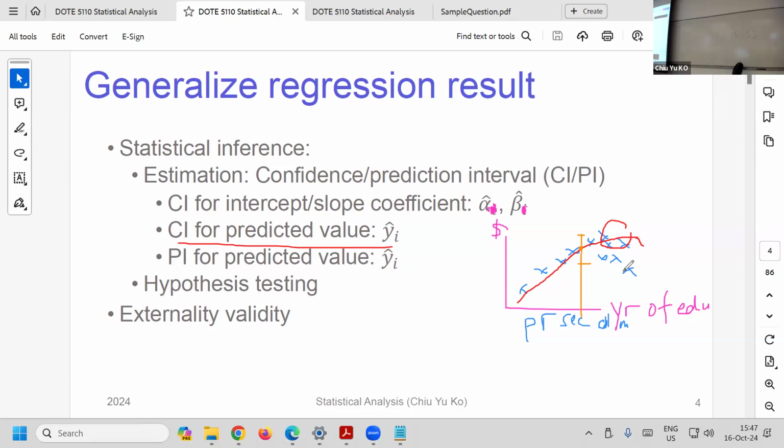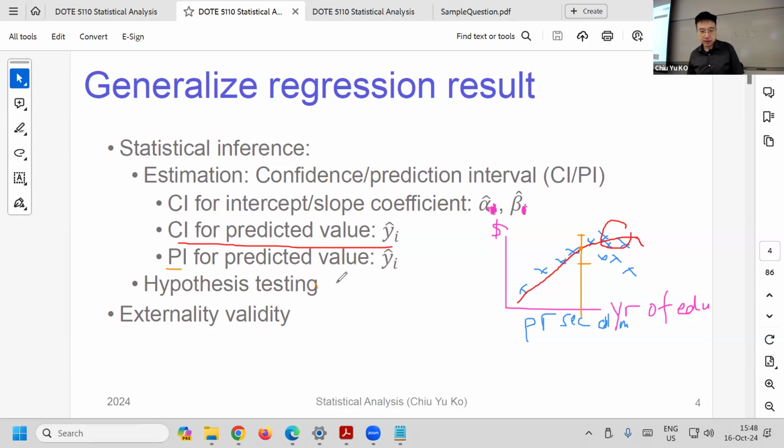If I give you the CI for a master program, what does that mean? It means I have a group of master students, and I want to care about the average earning. Then what you get is the CI. If I care about a particular guy in that master program, the earning will be the PI. So the individual will be the PI, and the group will be the CI. That would be the difference: prediction level and confidence level.